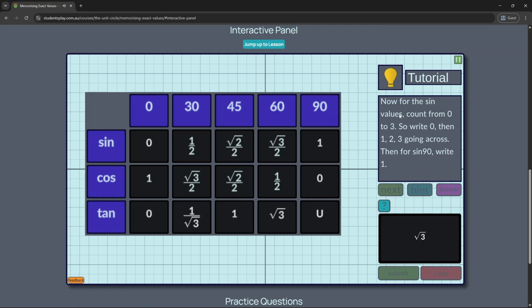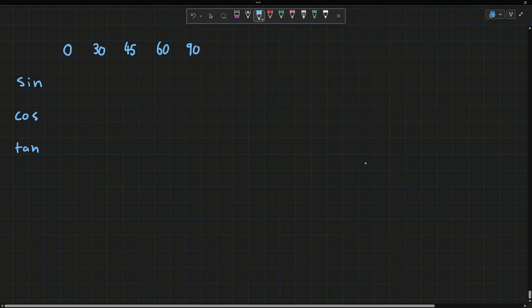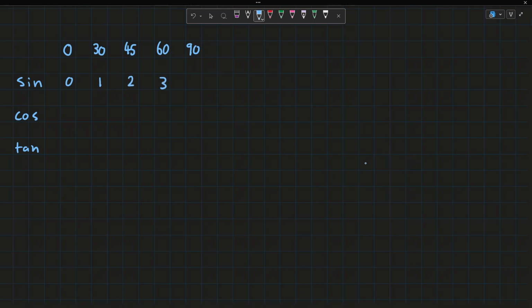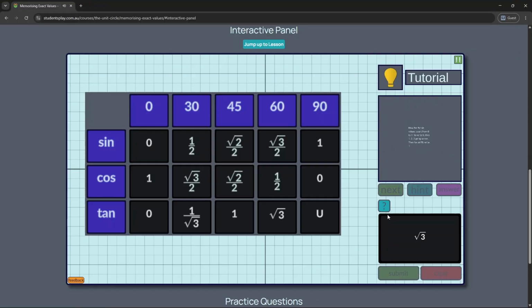Now for the sine values, count from 0 to 3. So write 0, then 1, 2, and 3 going across. And then for sine 90, write 1. Okay, so 0, 1, 2, 3, and then go back to 1. Now square root the middle 3 values, the 30, 45, and 60 columns. But remember the square root of 1 is just 1, so we can just leave it as 1.